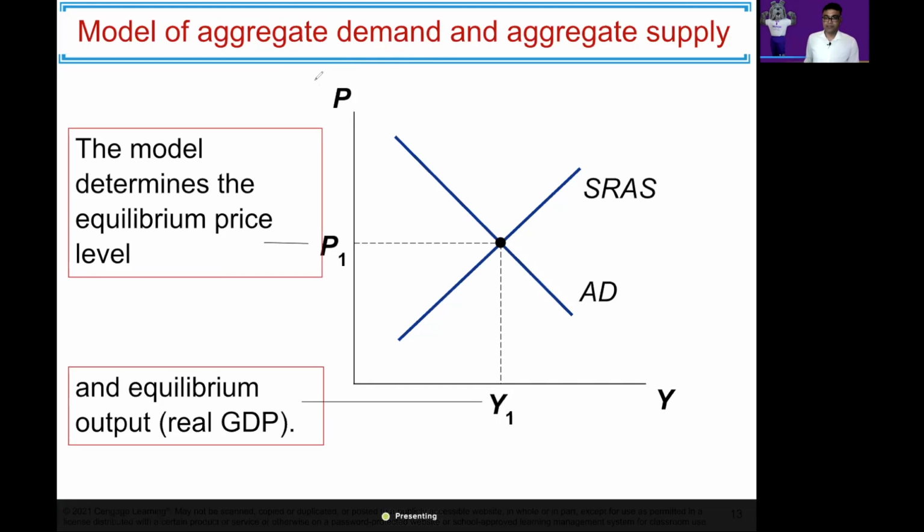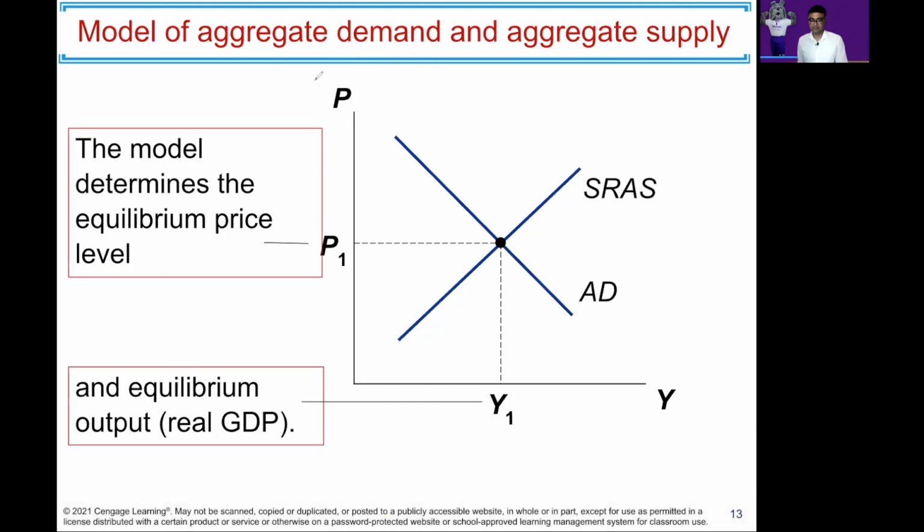So this model is similar to the model we studied in chapter 4, demand and supply. The difference is that there we just determined the price for a specific good, like demand for ice cream or demand for pizza. But here we include all the goods in all markets. Here is the price level for all the goods, not a specific good's demand or supply.